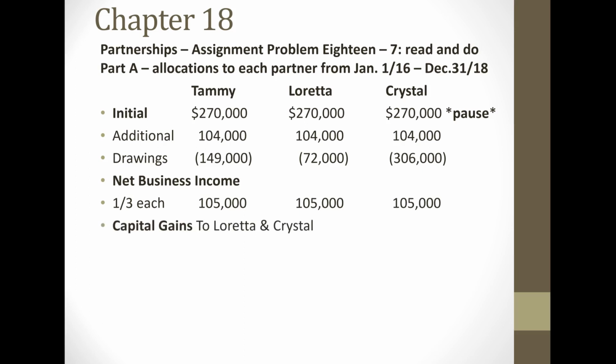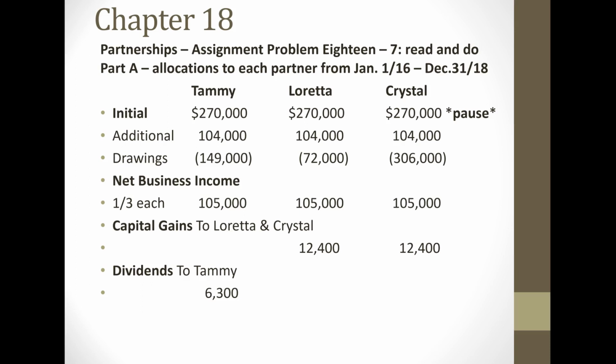Then we have capital gains. Now, based on the partnership agreement, only Loretta and Crystal get the capital gains. So that would be the amount allocated to Loretta and also Crystal. And then the dividends, they only go to Tammy. So the dividends go to Tammy, $6,300.